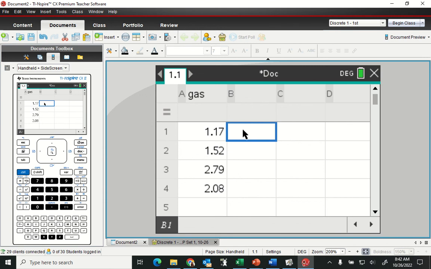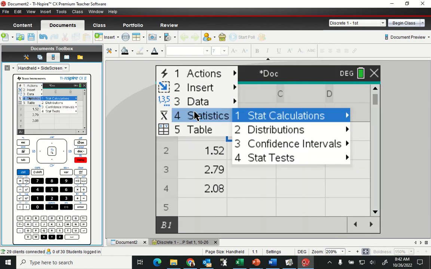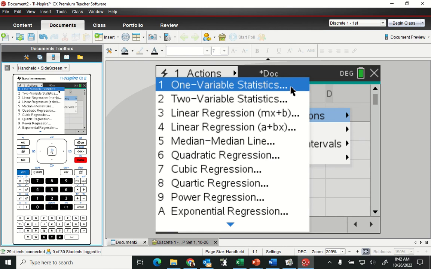Anyone recall, what was the step that goes next? Menu, very good. So write that down. What are we doing? Statistics. Stat calculations, and they are? One variable, very good. All right, we got this here. Give you a second while you guys write it down.